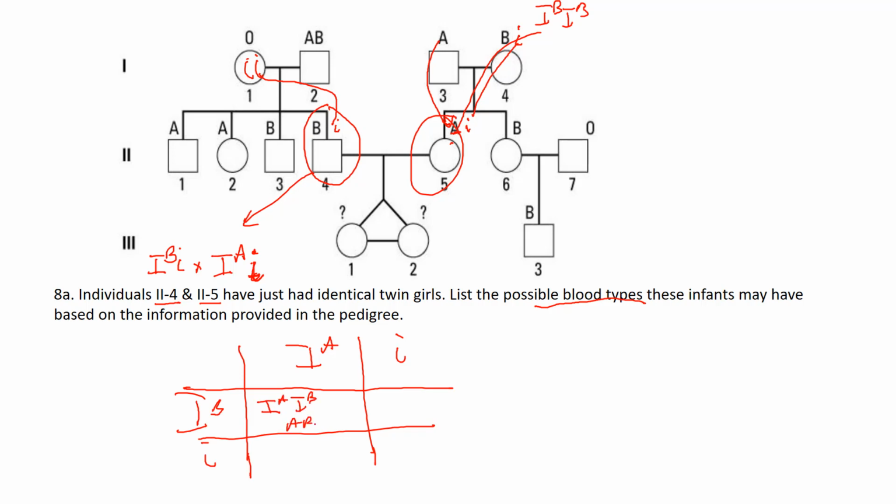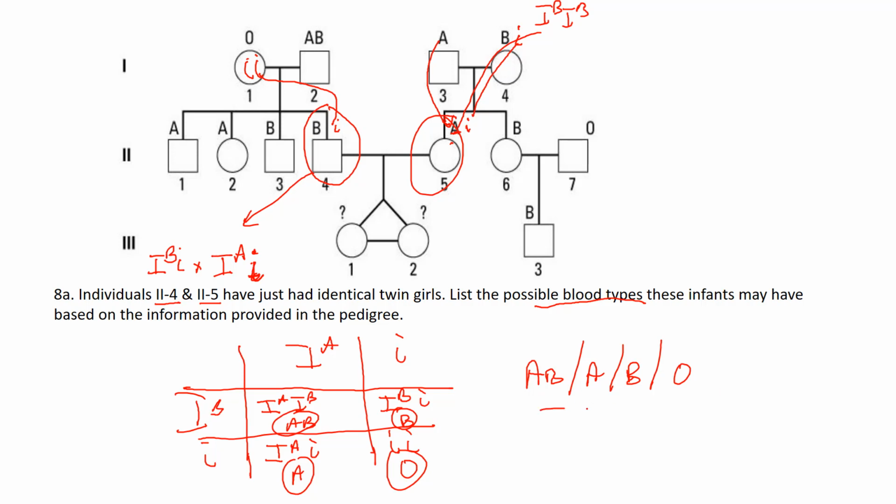Here's an AB. That's one possibility. Let's put this one here. IB little i, there's another possibility. B blood is a possible blood type for those two parents. IA little i, A is a possible blood type. And look at this, little o, O blood is a possibility. So the possible blood types for these two parents would be AB, A, B, or even O blood. All four are possible with these two parents.